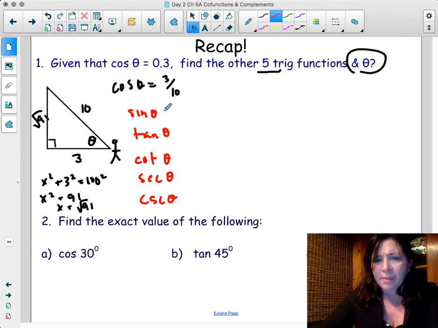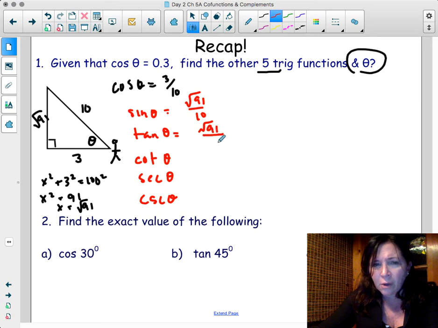And I think that's all of them. So sine of theta is opposite over hypotenuse, so that's going to be the square root of 91 over 10. Tangent of theta is opposite over adjacent, so that's going to be root 91 over 3. Cotangent of theta is going to be this value flipped, so it's going to be 3 over root 91.